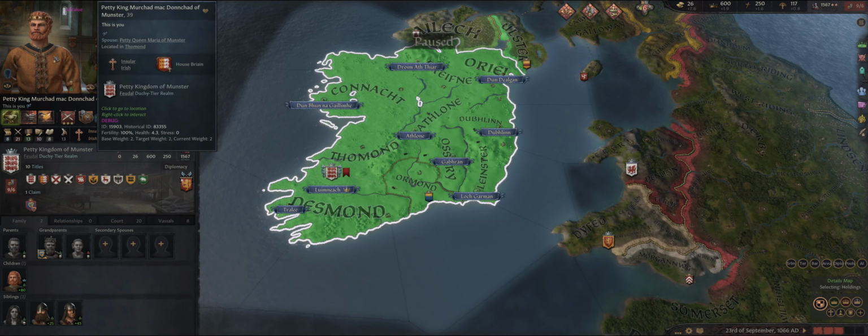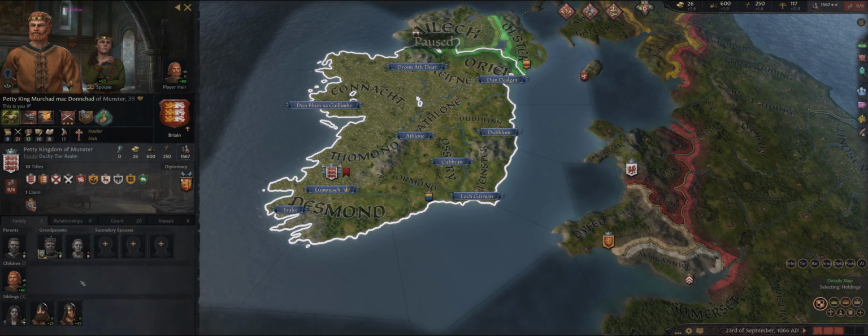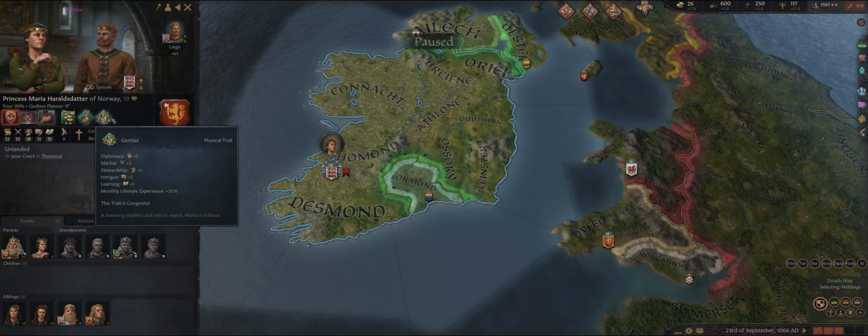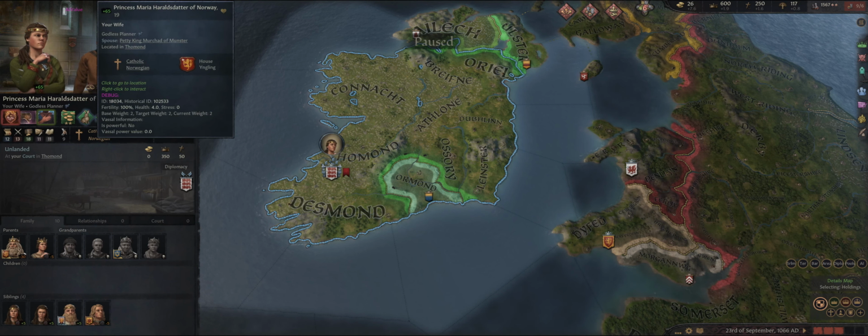We've given fecund back to King Murchad. We've done away with all of his children. We've started again from scratch, and we've given fecund again to Princess Maria, but we've also made her a genius. We're now going to console command the heck out of the poor girl and make her pregnant all of the times with instant birth enabled, and that's going to show you what this will look like.